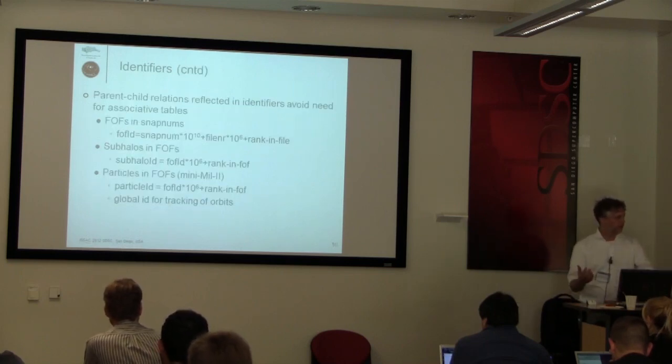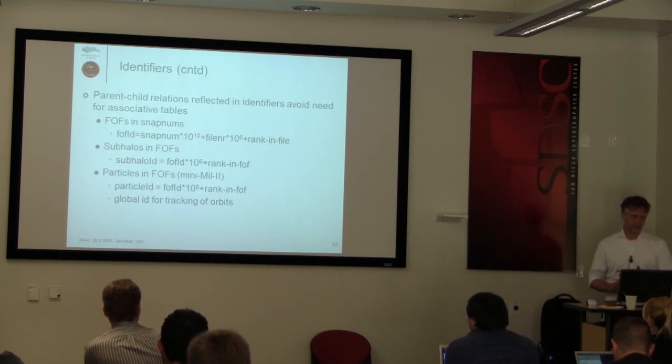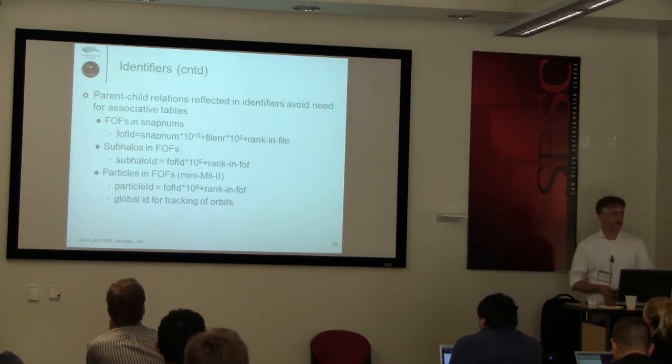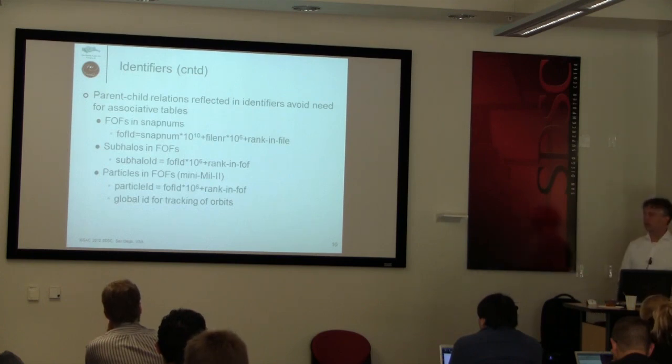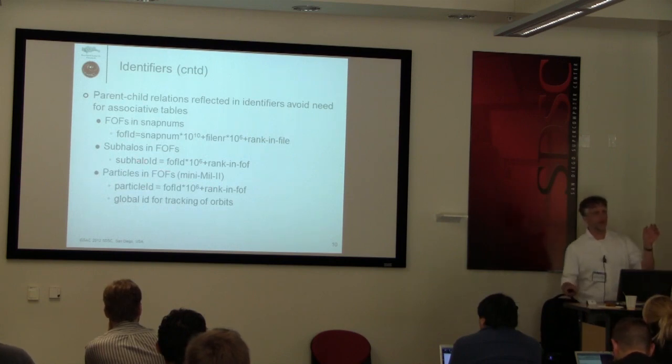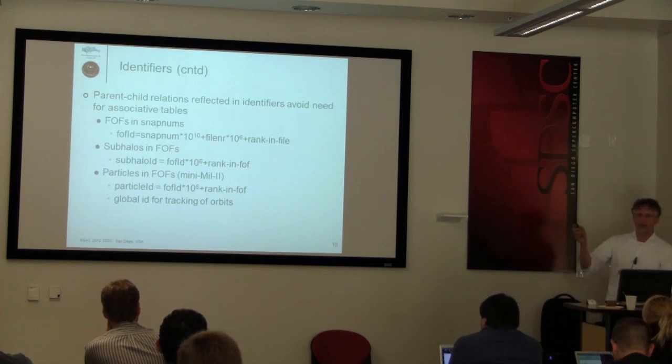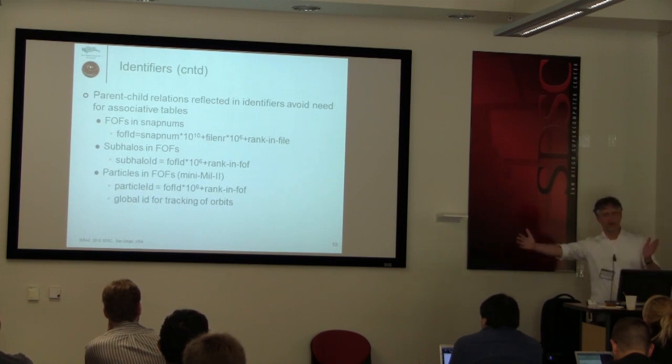Another kind of identifier is where you have these parent-child relationships. For example, we have subhalos in friends of friends groups, not in all our tables, but say in the Millennium 2 tables, where there we have an identifier of each subhalo that contains as a prefix the ID of the friends of friends group it is in. So if I now start ordering it, then within the friends of friends group we have a ranking of all the subhalos in this friends of friends group. So this allows me to very quickly go and get all the subhalos in a friends of friends group.